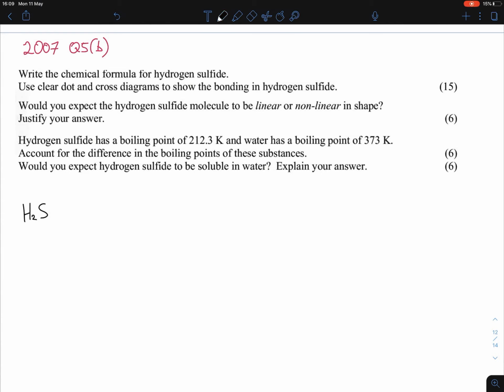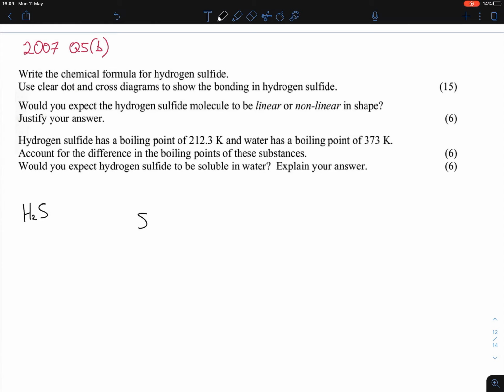Ask yourself this: is it ionic or covalent? I actually already know it. It's going to be covalent, and if you're not sure, you need to get the electronegativity values and figure out if it's going to be ionic or covalent. But in this case here, it's going to be covalent. So write down my sulfur here.